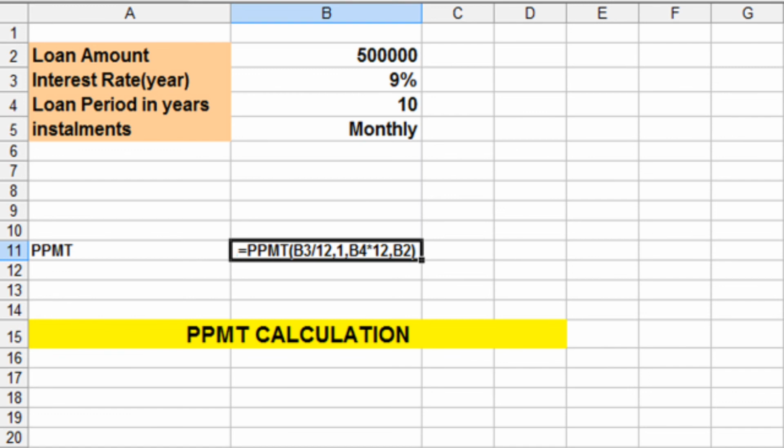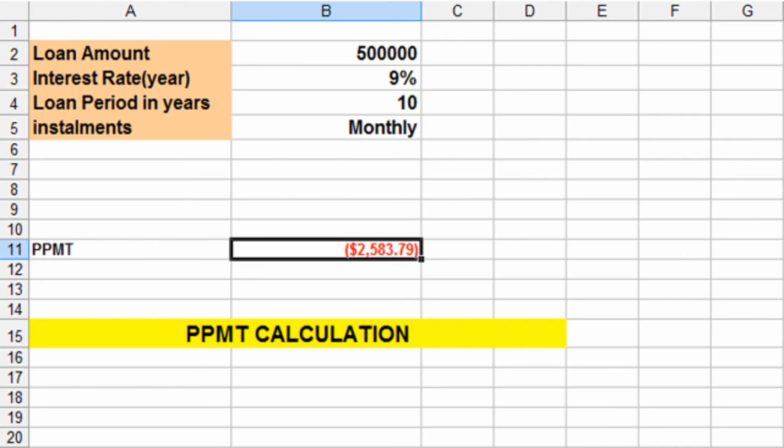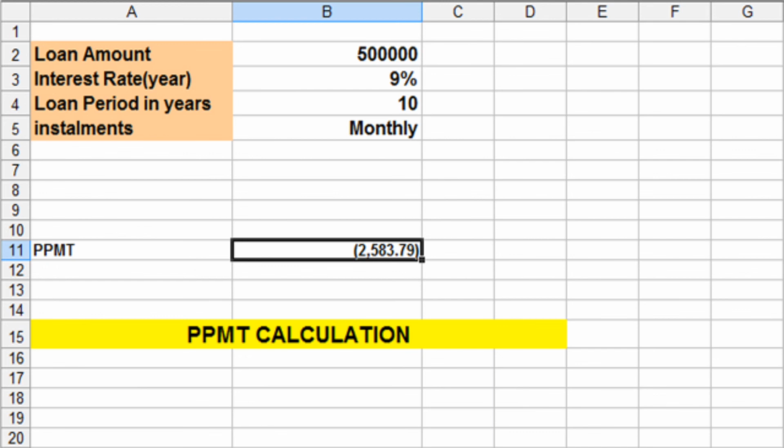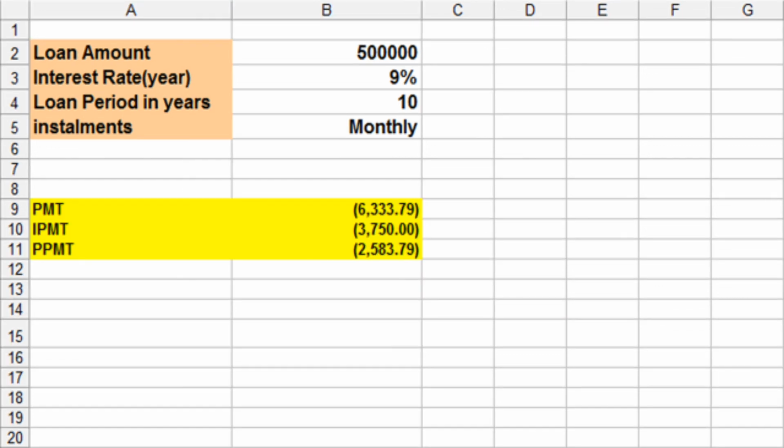Close the bracket. The total formula is equals PPMT open bracket B3 divided by 12, comma, 1, comma, B4 multiply with 12, comma, B2, close the bracket. Press the enter button. The amount value is showing the dollar symbol. To remove the dollar symbol, just press the comma symbol. Out of installment amount 6333.79, principal amount is 2583.79. Monthly installment amount 6333.79, interest value 3750, principal amount 2583.79.